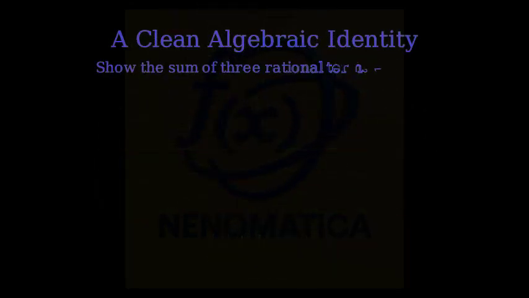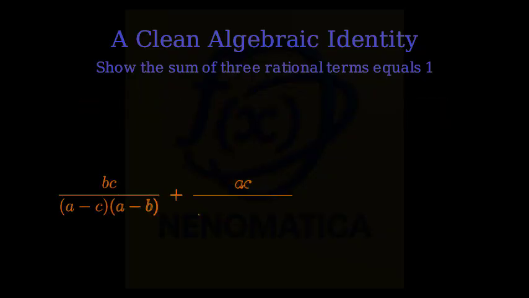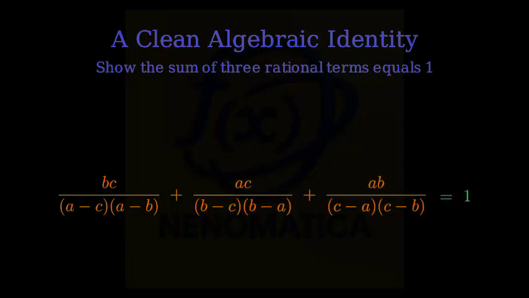In this lesson, we will prove a beautiful algebraic identity using clean, step-by-step algebra. The expression involves 3 variables, a, b, and c, and a sum of 3 rational terms. We will show that this sum always equals 1, as long as a, b, and c are pairwise distinct, so the denominators are not 0. Here is the problem statement. We want to simplify the following sum. I'll read it aloud. bc over the product a minus c times a minus b, plus ac over the product b minus c times b minus a, plus ab over the product c minus a times c minus b. Our goal is to simplify this expression to exactly 1.